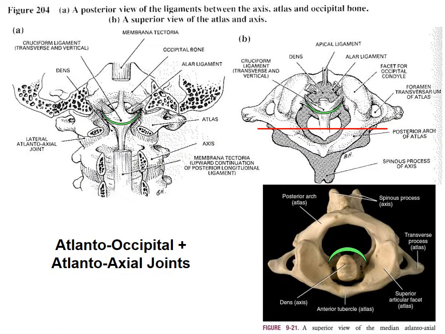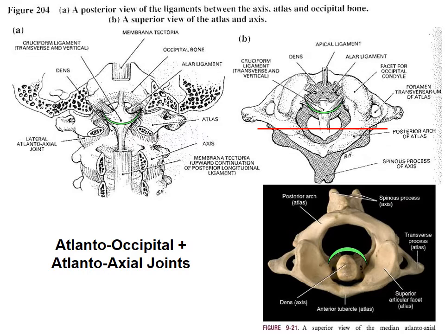In the previous lecture, we looked at the atlas and axis as individual bones. We now want to put those two bones together, look at the way they interact through their joints, and also look at some of the cervical ligaments around them that help to give them structure.